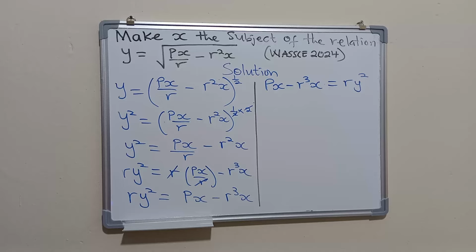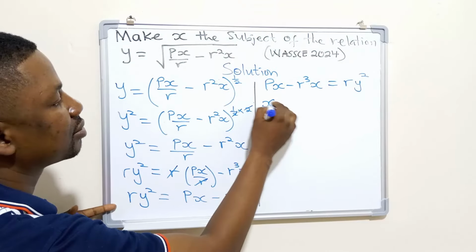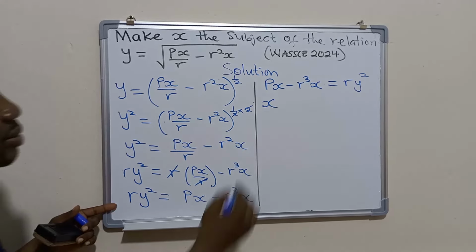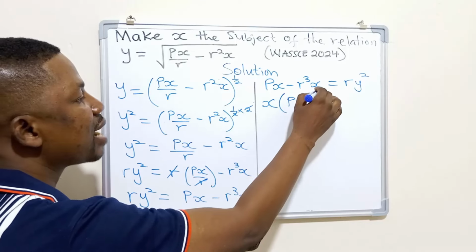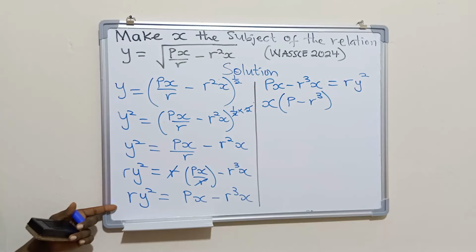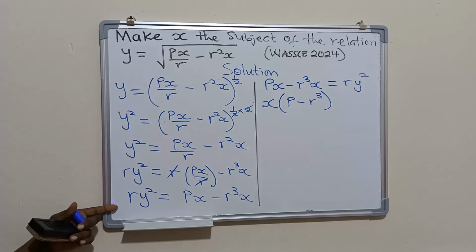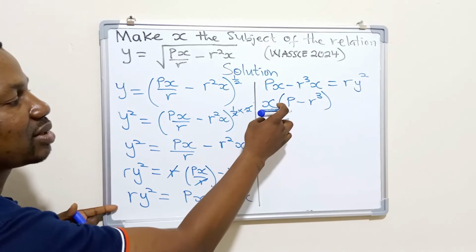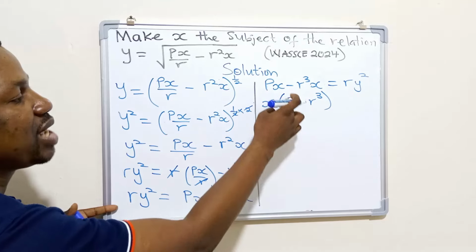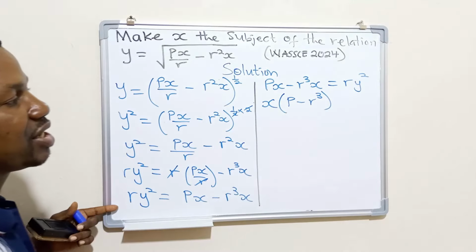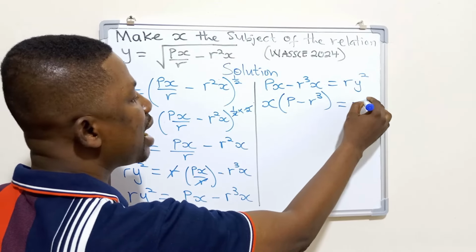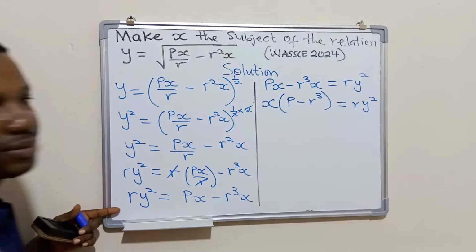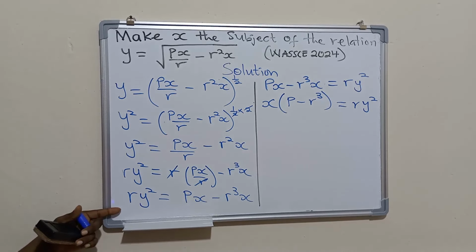All right, now you factor out x because I want x to be my subject. I introduce a bracket, then p minus r cubed will be inside the bracket. Now if you want to know that you are correct, we get back to this. So x times p is px, then x times r cubed is r cubed x, which is equal to ry squared. So how do you make x the subject here? By dividing through by p minus r cubed.